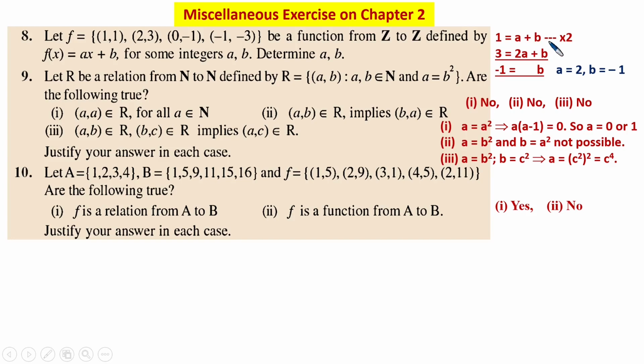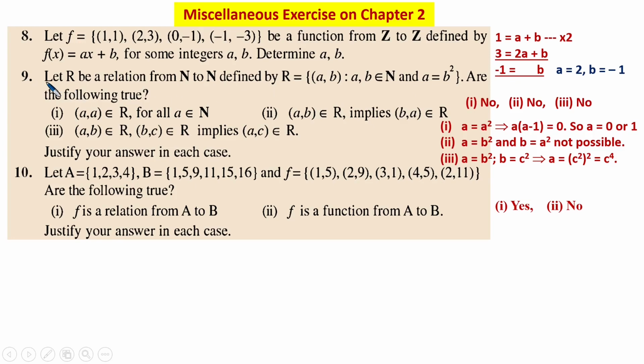So I multiply this by 2. So I can cancel this 2a, and then 2b minus b is b. So b equal to minus 1. And if I put b equal to minus 1, this minus 1 will go here and become plus 1. So 1 plus 1 is 2. So a is 2. So these are so trivial. These are not so difficult problems.